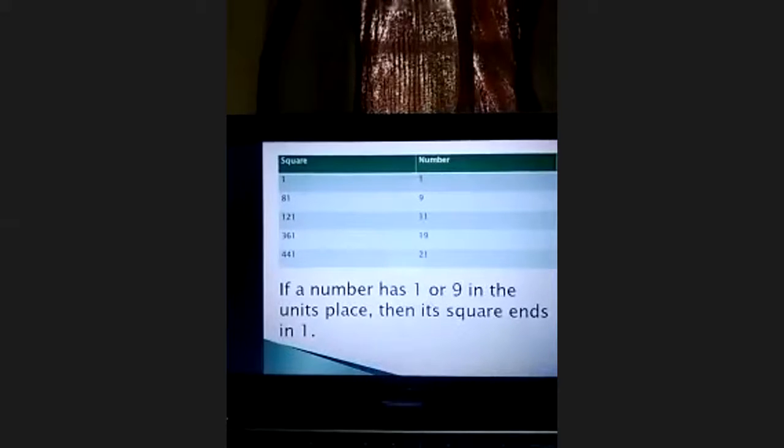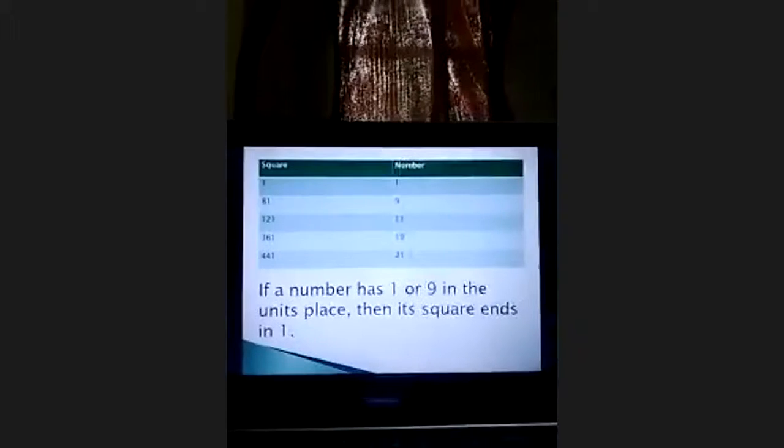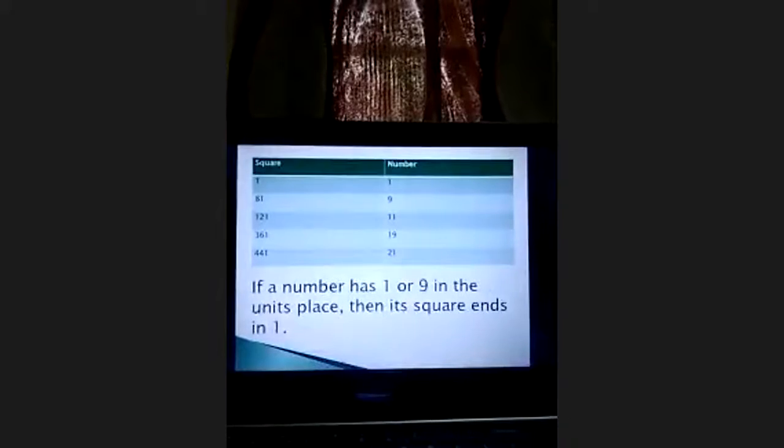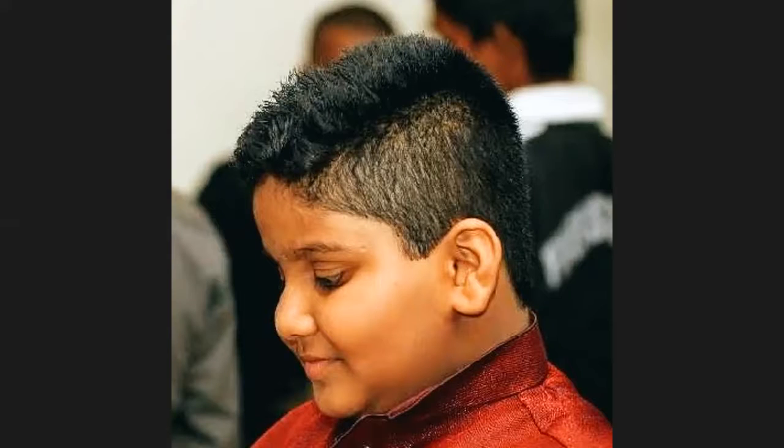If you observe carefully... Ma'am, can you just do Zoom? The board is not visible. Ma'am, it is visible clearly. Now it is visible. Wait a minute.